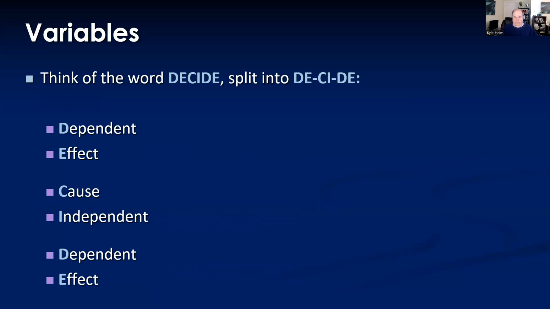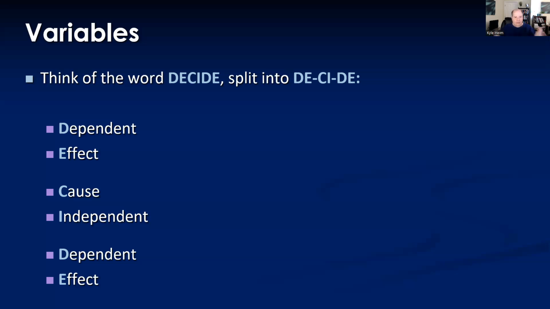Here is another way to think of it. This is a cute little trick, okay? I came up with it all by myself, so you can thank me for this. If you can't decide which variable is the independent and which one is the dependent, all you need to remember is the word decide. What are the first two letters of decide? D and E. Dependent, effect. The dependent variable is the effect, DE.